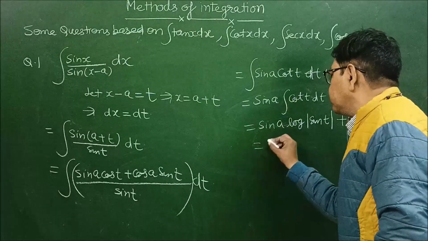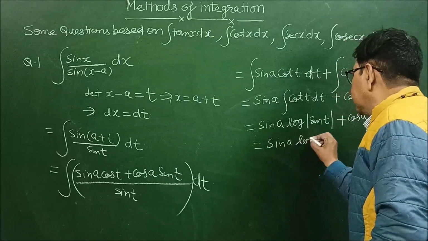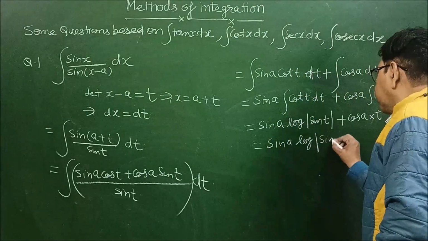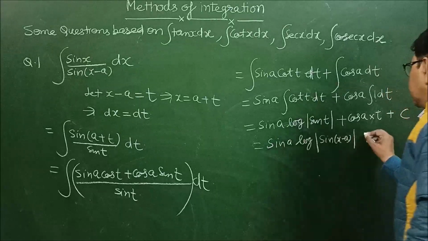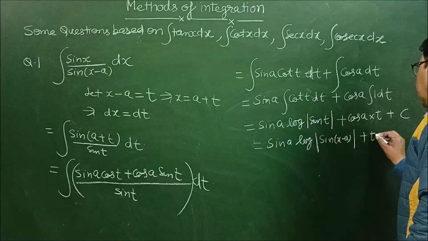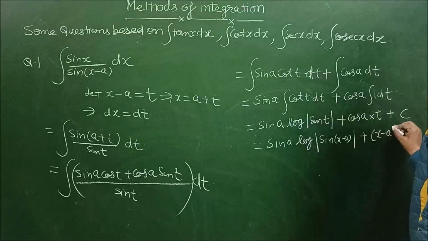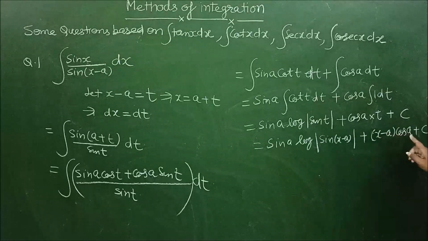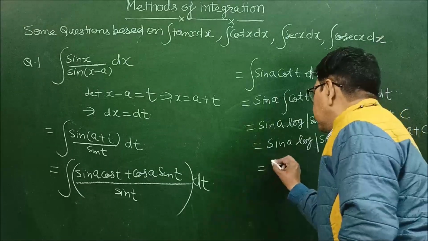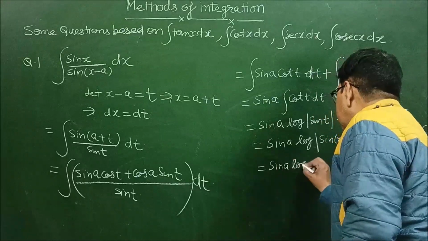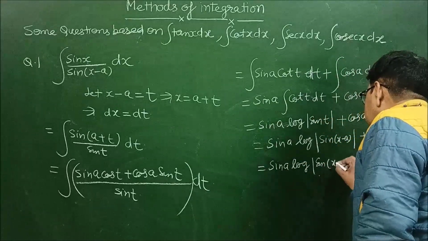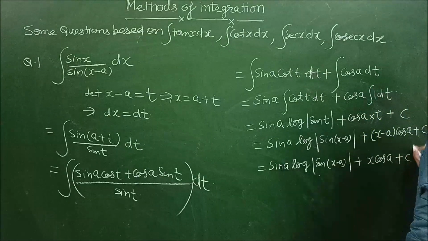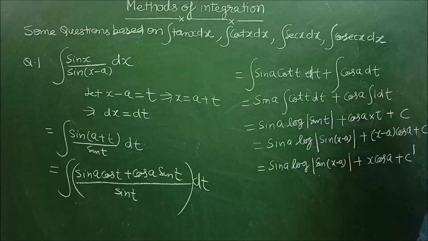Now putting the values, t is equal to x minus a. So sin a log mod sin of x minus a, plus t is x minus a, times cos a, plus c. Further, this a cos a can be treated as a constant, so I can write this is equal to sin a log mod sin(x minus a) plus x cos a plus a new constant c dash. So this is the solution of the question.